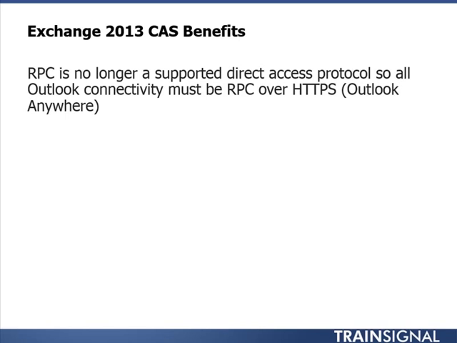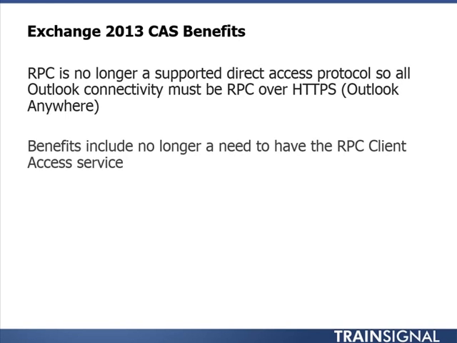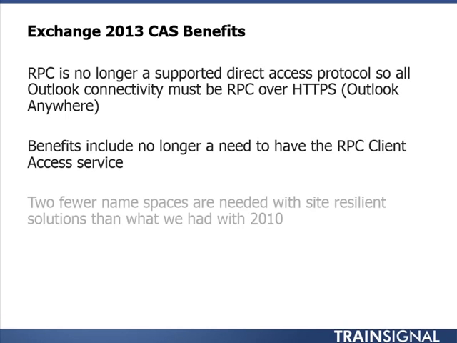Outlook Anywhere sometimes is tough to set up, so you might consider that as a mistake. But there are some benefits. The first of which is that you no longer need to have the RPC client access server running on the client access server. And we saw the services, so that service is no longer necessary.